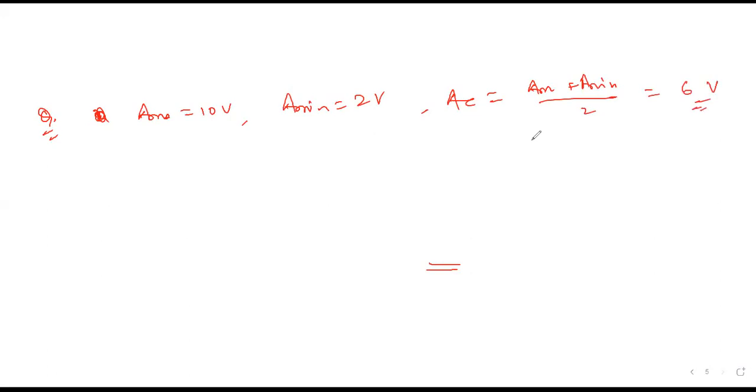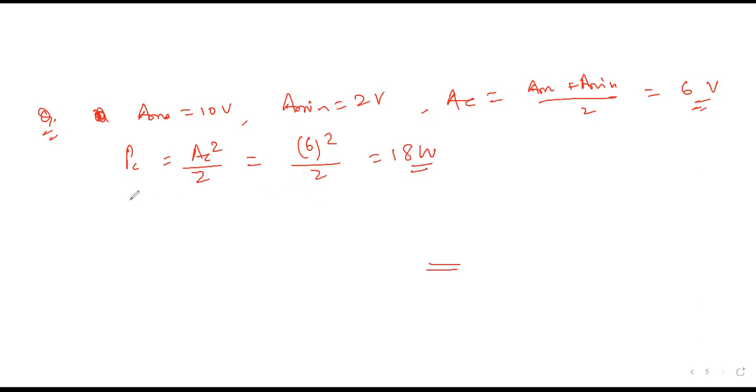What is given? A maximum is 10 volt, A minimum is 2 volt. So what is AC? A max plus A min divided by 2, this is 6 volt. So what's the carrier power PC? AC square by 2R, and this is 6 square by 2, this is 18 watt. Got it?